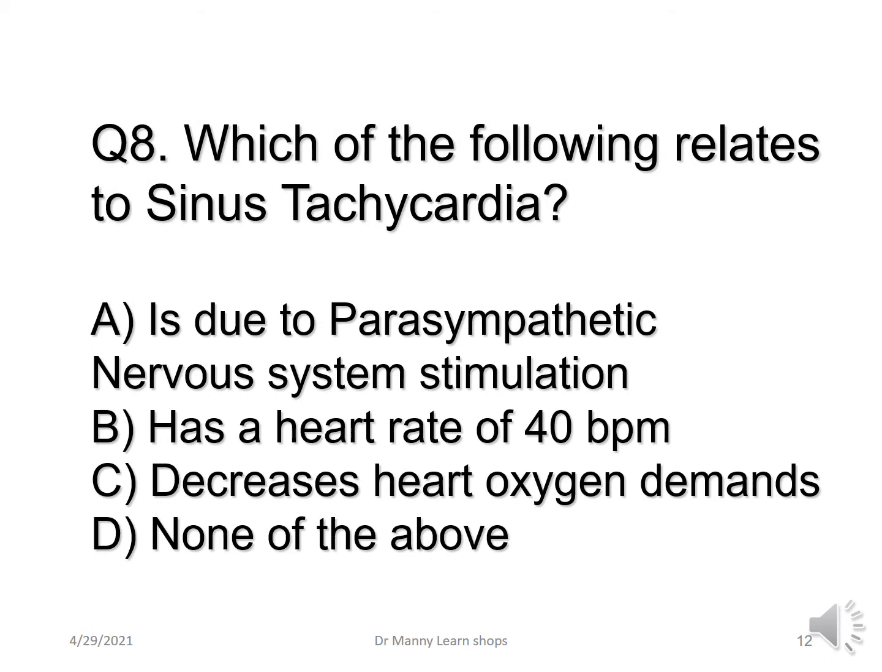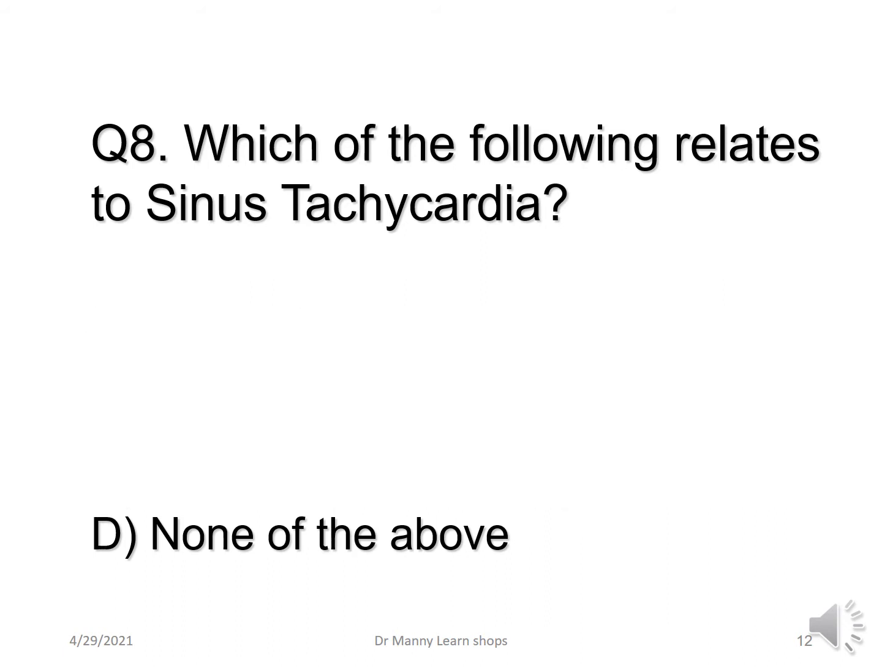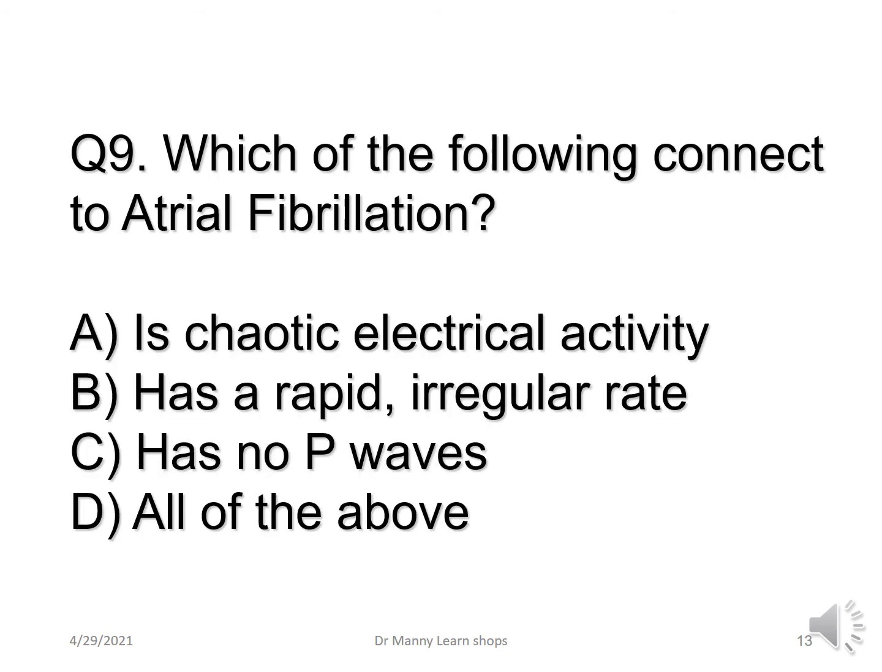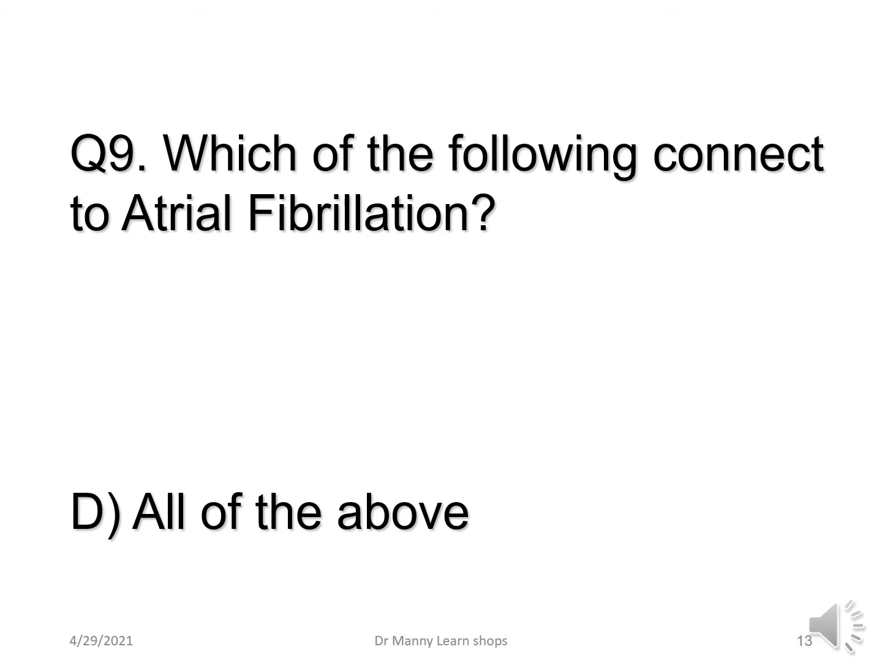Number 8. Which of the following relates to sinus tachycardia? A, B, C, or D? The correct answer is none of them do. None of them relate to sinus tachycardia. Which of the following then connects to atrial fibrillation? A, B, C, or D? Atrial fibrillation relates to all of the above.